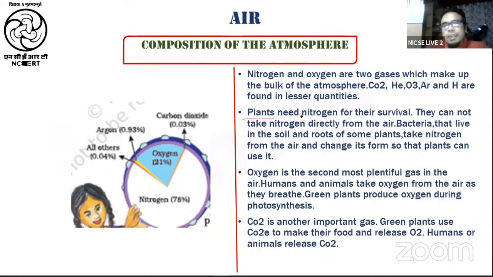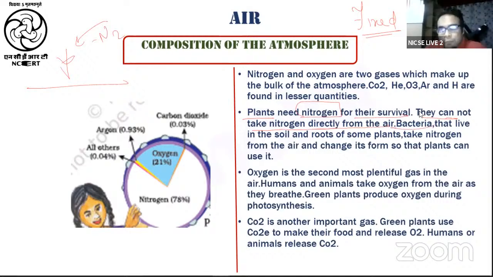Your plants need nitrogen for their survival, right? And where is nitrogen present? Nitrogen is present in the atmosphere, right? But there is a very interesting fact. This nitrogen which is present in the atmosphere cannot be directly taken from the air. So the plant which is found on the ground cannot take up the nitrogen which is present in the air directly. What needs to be done? It needs to be fixed, right? So it needs to be changed in a manner which can be used by the plants.